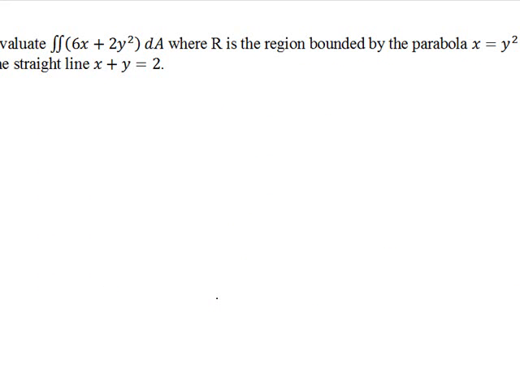Evaluate the double integral over R. I have no idea why I forget the R's all the time. So put R underneath that double integral of 6x plus 2y squared dA, where R is the region bounded by the parabola x equals y squared and the straight line x plus y equals 2. So you draw the region. And if you don't know how these look, maybe you would have to draw them on your calculator. But this is what they look like.